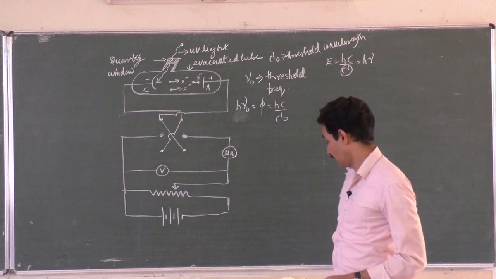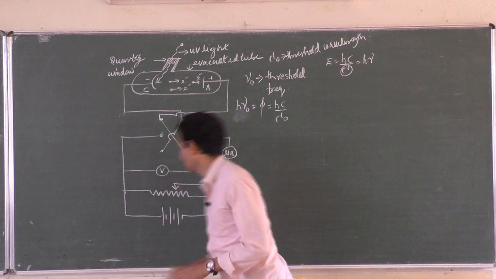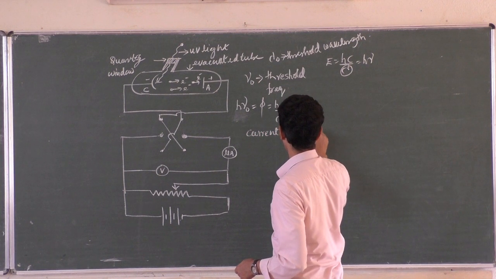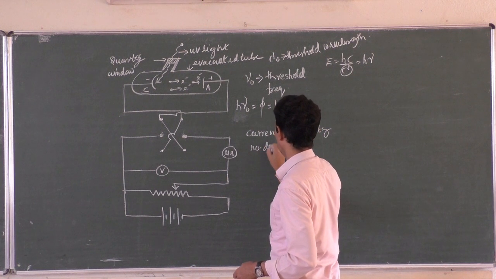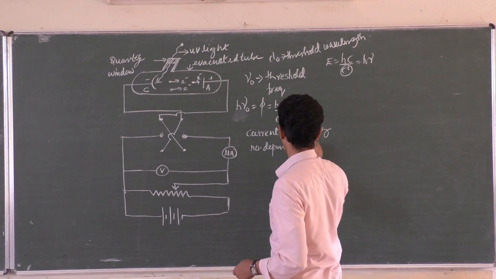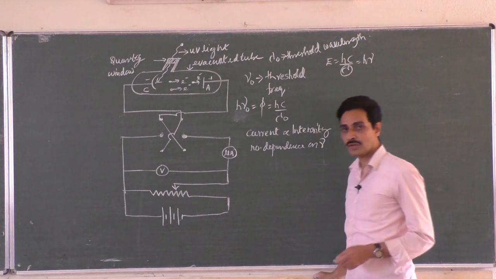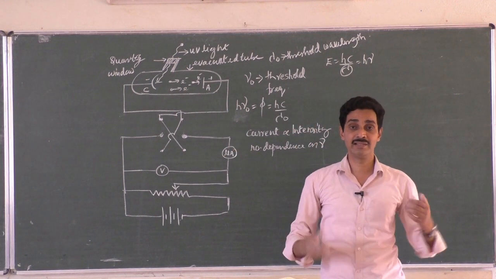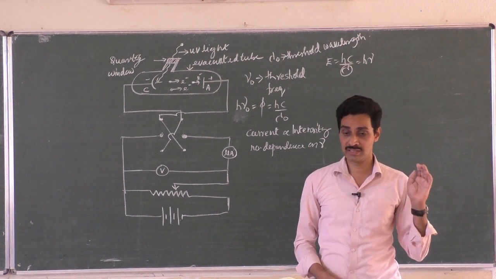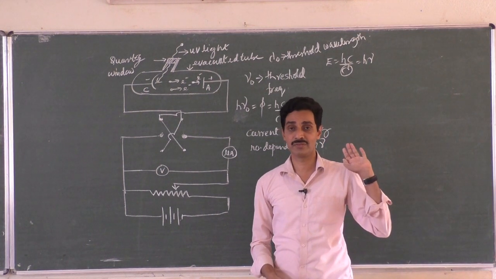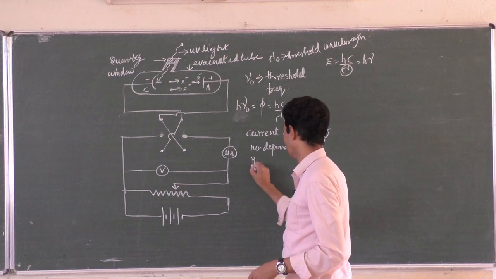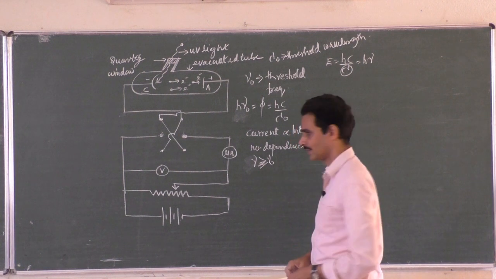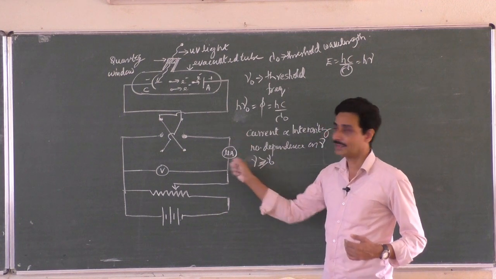Third conclusion. Photoelectric current was found to be directly proportional to the intensity of incident light, and it has no dependence on frequency nu. Photoelectric current was found to be more and more as the intensity of incident light is made more and more. When the frequency is increased, there was no change in the photoelectric current, provided nu is greater than nu naught. If you take a suitable frequency greater than or equal to threshold frequency, then photoelectric emission takes place and you will get photoelectric current.